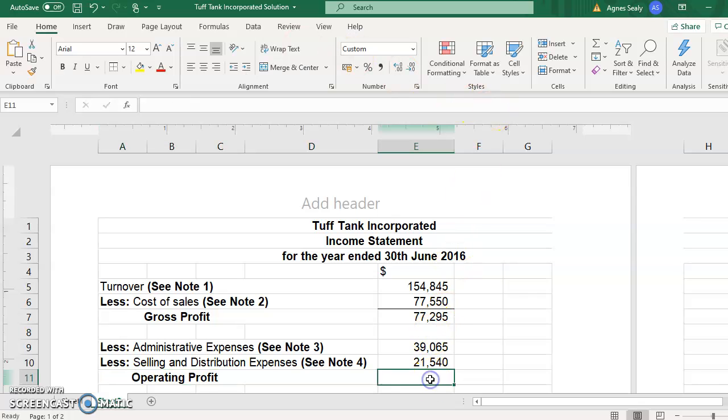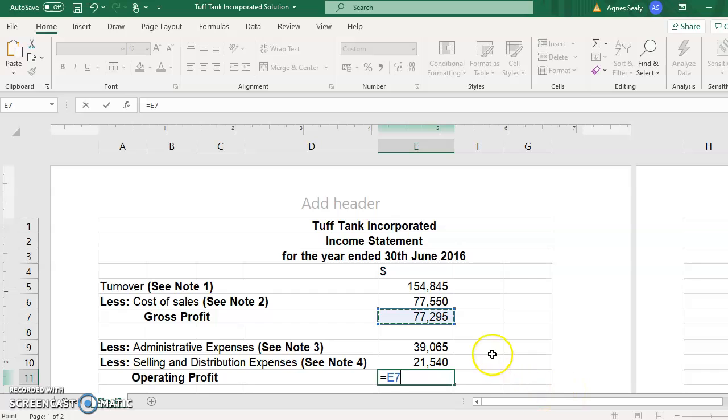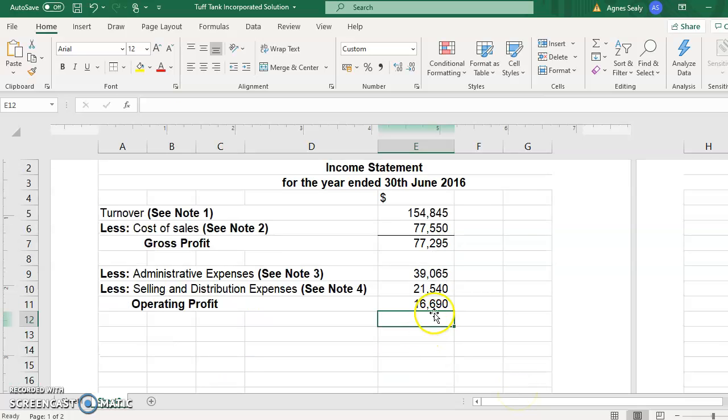So let's subtract those figures. $77,295, our gross profit, minus $39,065, minus our $21,540, gives us an operating profit of $16,690.